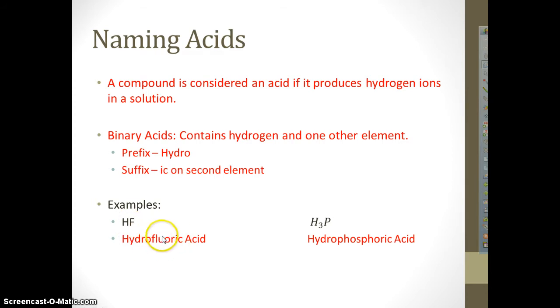Make sure it's FLU. Remember, flu. If you drink fluorine, you'll get sick. So you get the flu, I guess. So this would be hydrofluoric acid.